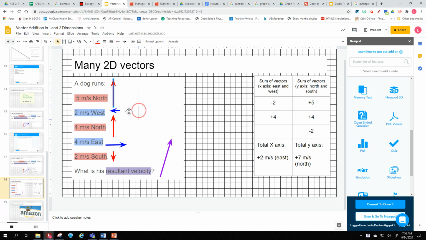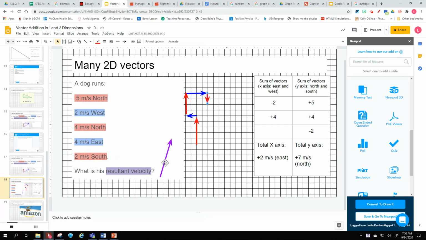So I've already made my vectors. I'm just going to drag them onto my grid so we can see what happens. So the object starts out with a speed of 5 meters per second north. Then we've got a speed of 2 meters per second to the west. Then 4 meters per second north. Then 4 meters per second east. And then finally 2 meters per second south. Okay, so these are all of the vectors that are listed out right here.